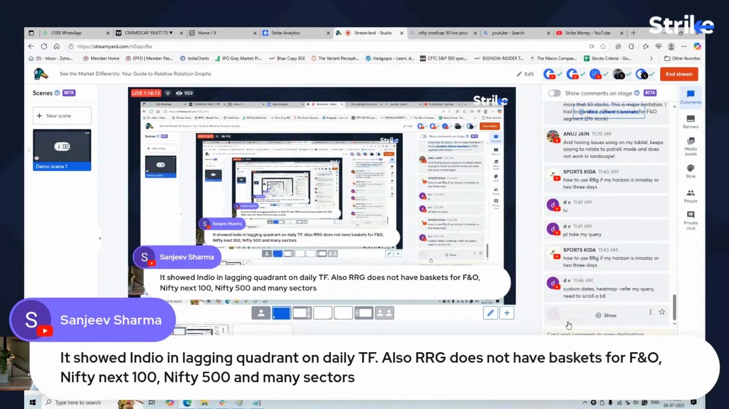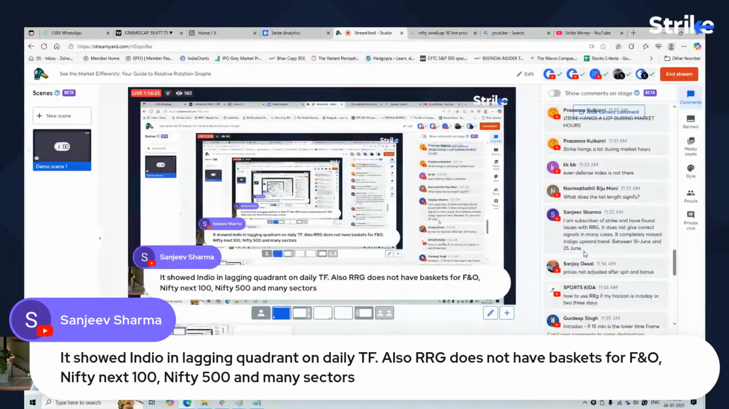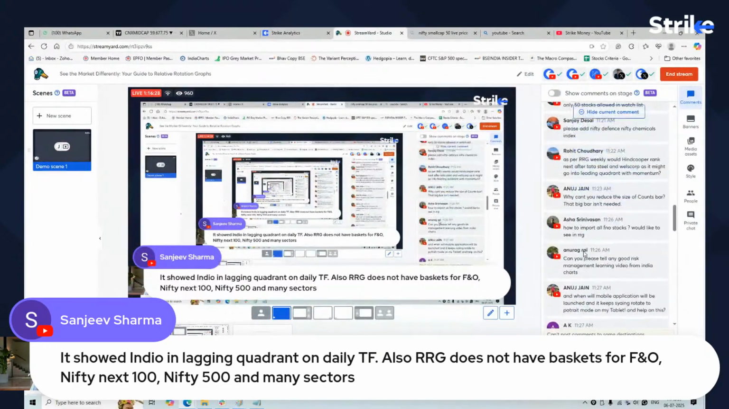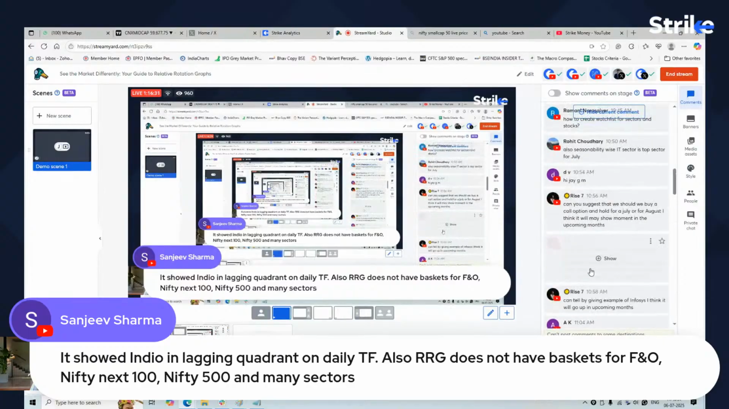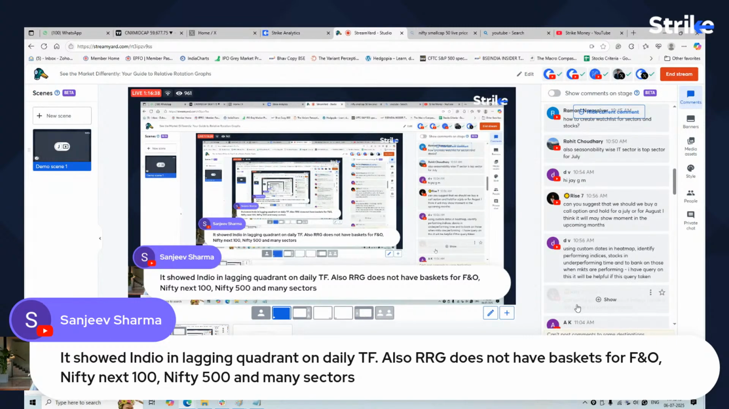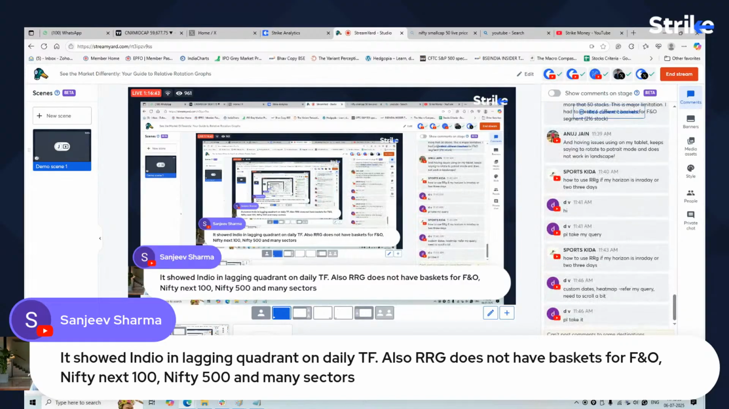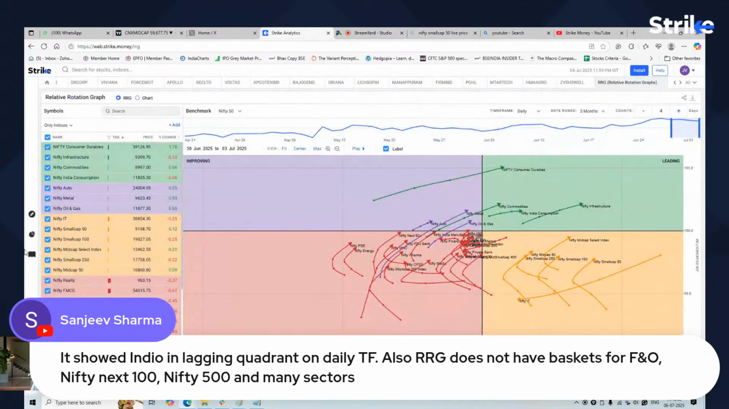Custom date, heat map, DV. It would be great if you can post your query again. Heat map query by DV: using custom heat map, identify performing stocks and bank on those stocks. Okay. DV, we covered this in detail in the previous webinar as well. I'll just give you a gist of that.